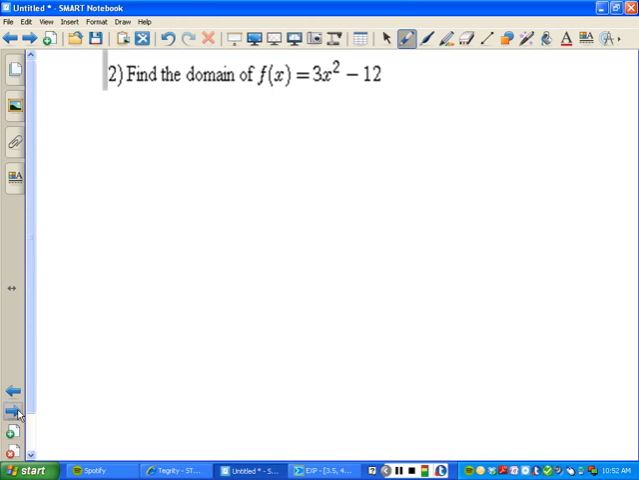All right, what is the domain of f of x equals 3x squared minus 12? Negative infinity to infinity, right?